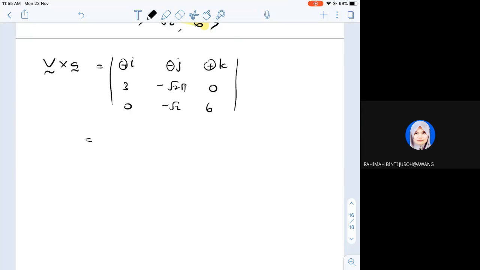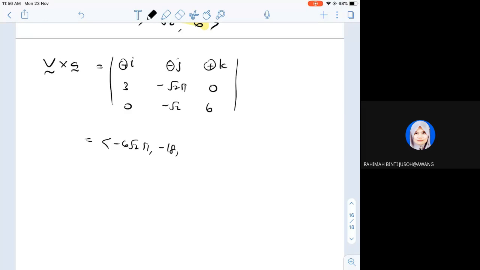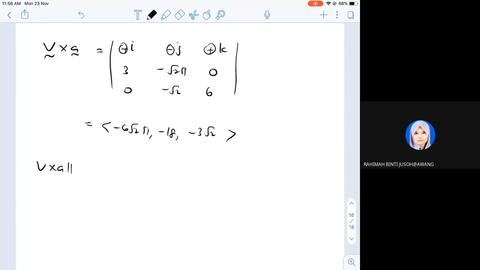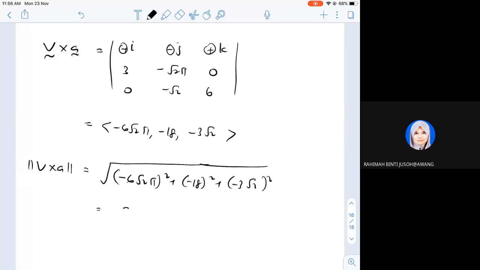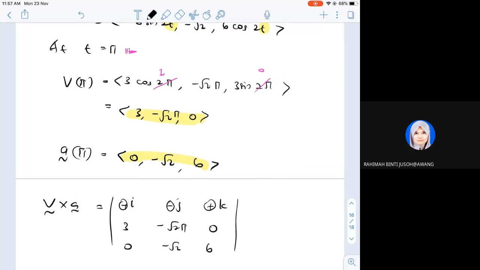So I just give the final answer. V cross A, you should get negative 6 square root 2 pi, and then negative 18, and then negative 3 square root 2. Okay, that is the V cross A. Alright, and then the magnitude of V cross A equals the square root of negative 6 square root 2 pi squared plus 18 squared plus negative 3 square root 2 squared. Like this, guys. So you will have the square root of 72 pi squared plus 342. And then the magnitude of V, where do we take it from? From here.